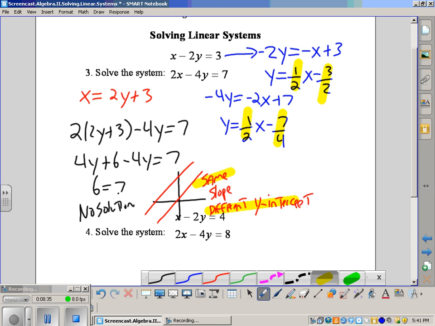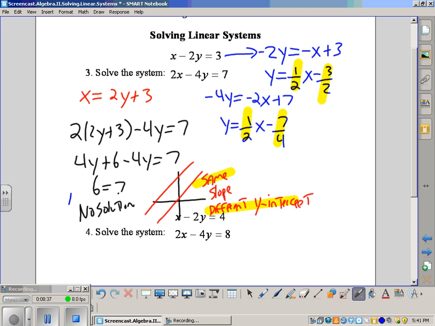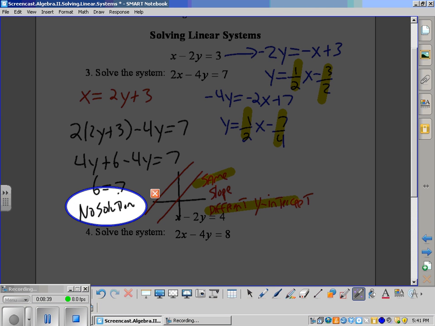Let me do something I think Mr. McGowan taught me, or actually my students taught me that they said Mr. McGowan does. Whoa, cool, look at that. No solution.